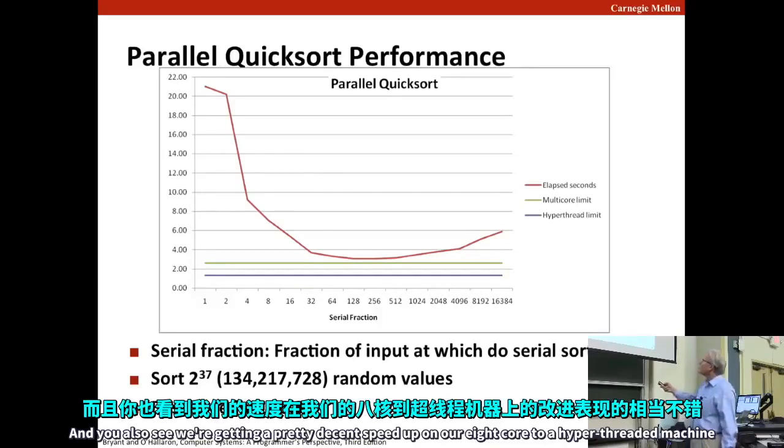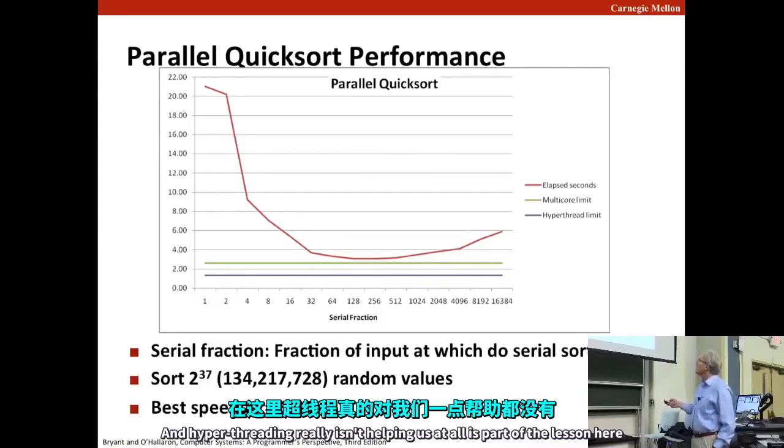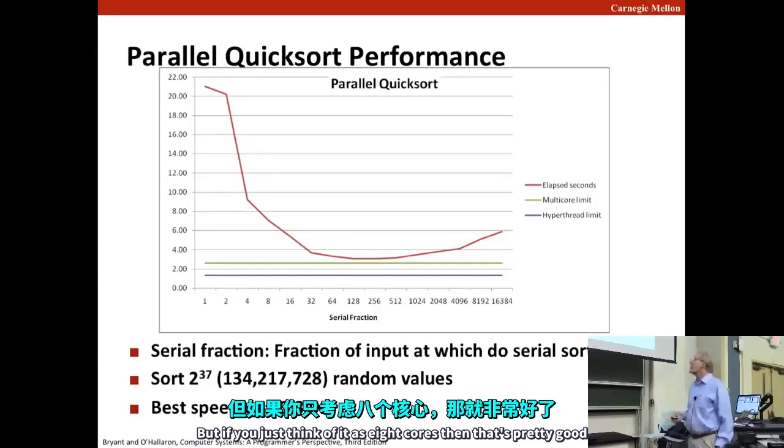And you'll also see we're getting a pretty decent speedup. On our 8-core two-way hyper-threaded machine, we're getting basically a 7x performance. And hyper-threading really isn't helping us at all, is part of the lesson here. But if you just think of it as 8 cores, then that's pretty good.